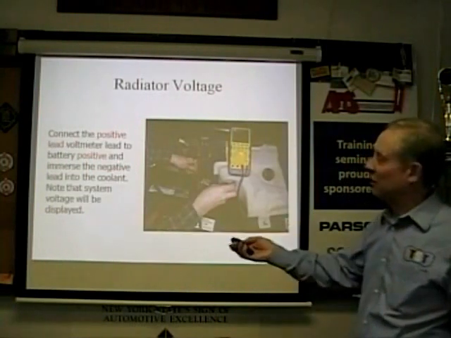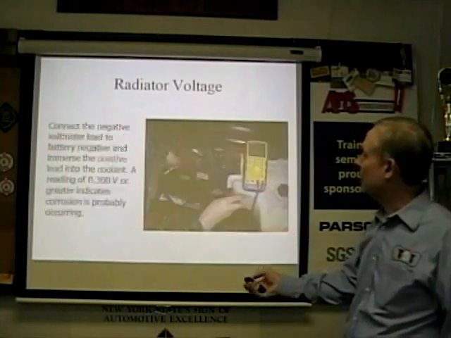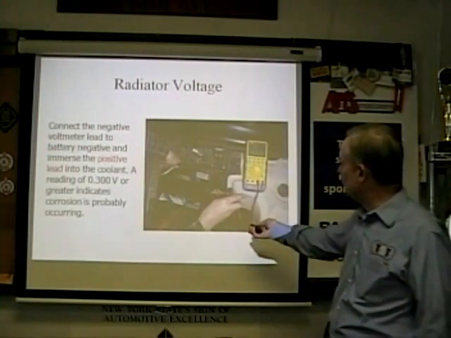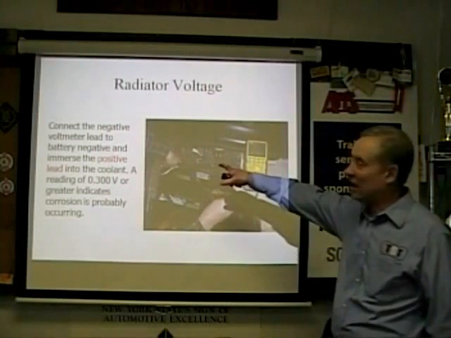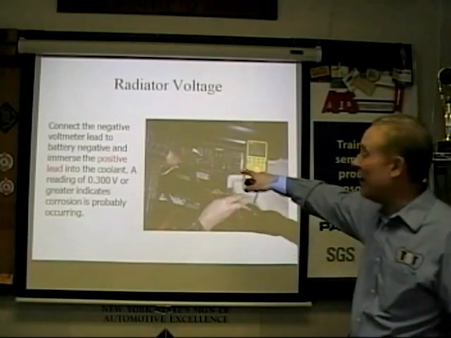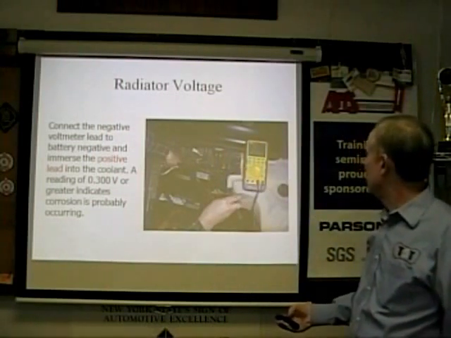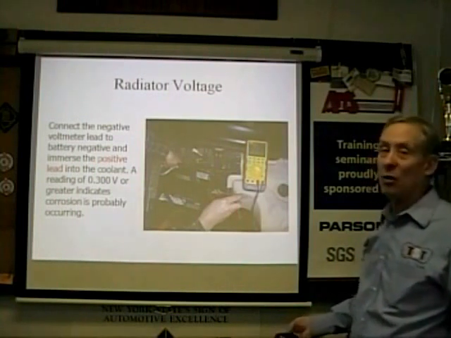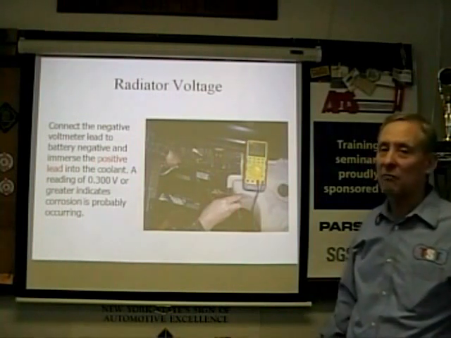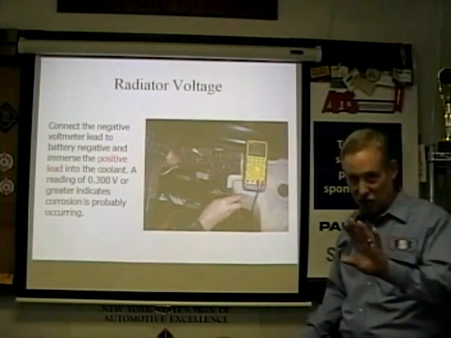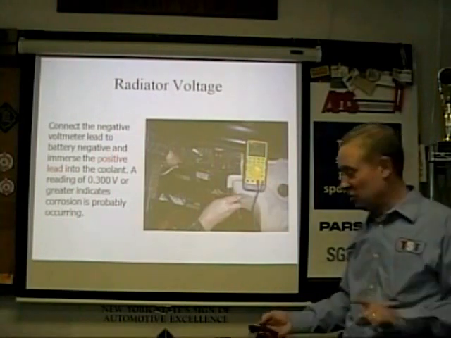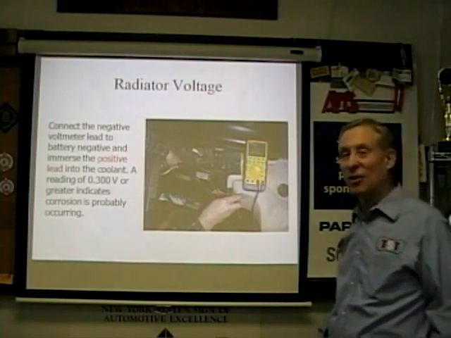If we reversed it, as we did here, let me go back. Here we have the red lead in the coolant. We have the black lead on a good ground. What's your meter reading there, Pierre? It's reading 0.141 volts or 141 millivolts. That's a good system, which is good, because 300 millivolts is the threshold.